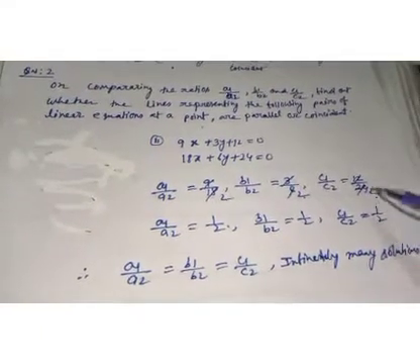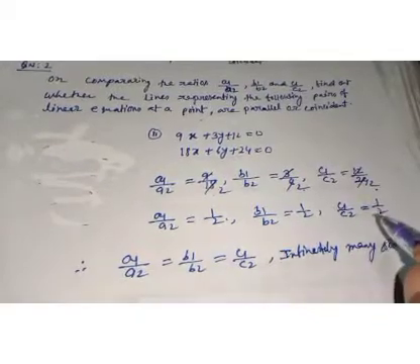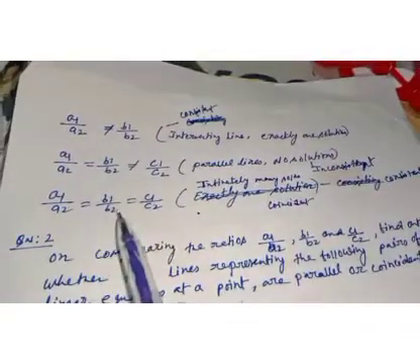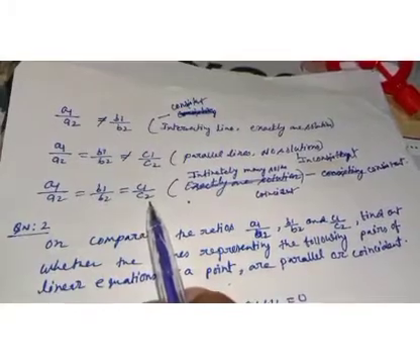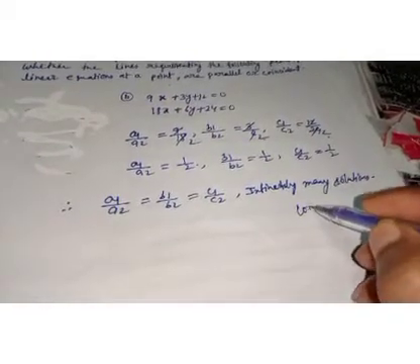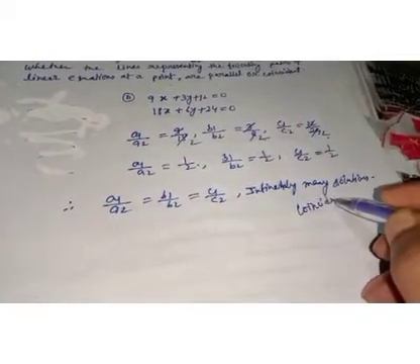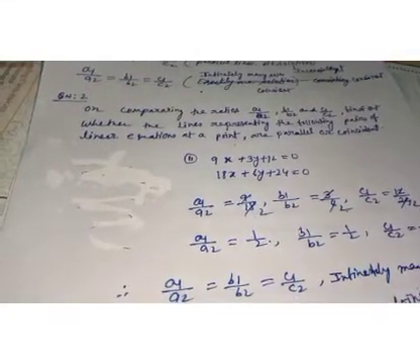That means a1 by a2 is half, b1 by b2 is equal to half, c1 by c2 is also equal to half. That means what? All these are half. That means a1 by a2 is equal to b1 by b2 is equal to c1 by c2. And you got this one. If a1 by a2 is equal to b1 by b2 is equal to c1 by c2, then it has infinitely many solutions, coincident. So I can write infinitely many solutions, coincident. Clear? Okay.